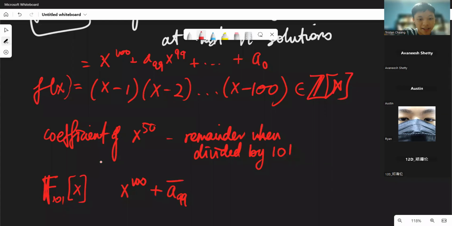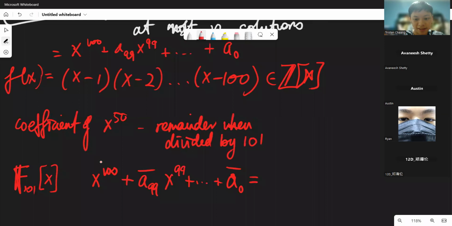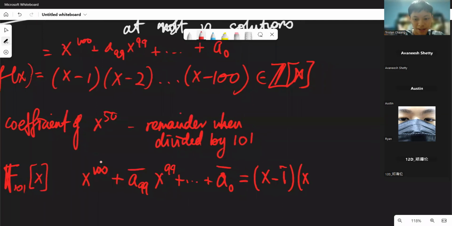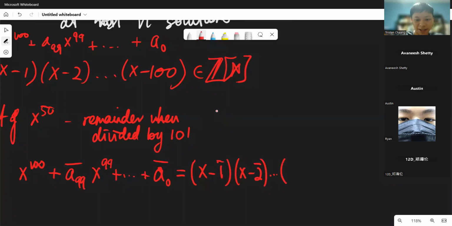Then A99 gets modded. Modded, I mean, it gets taken into mod 101, and so on until A0 mod 101. And then this is X minus the 1 mod 101 number, X minus 2, and so on, X minus 100. You might think, okay, this doesn't really help, but let's think of a polynomial.